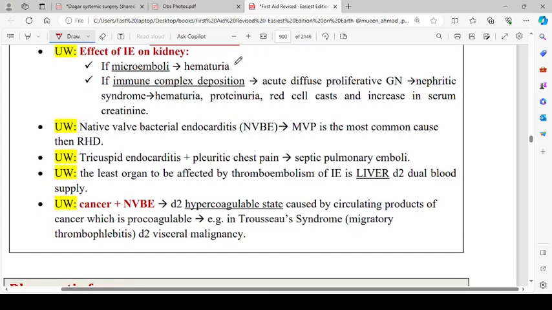Effect of endocarditis on the kidney. If microemboli, they can cause hematuria. If immune complex deposition, acute diffuse proliferative glomerulonephritis, nephritic syndrome: hematuria, proteinuria, red cell casts, and increase in serum creatinine.